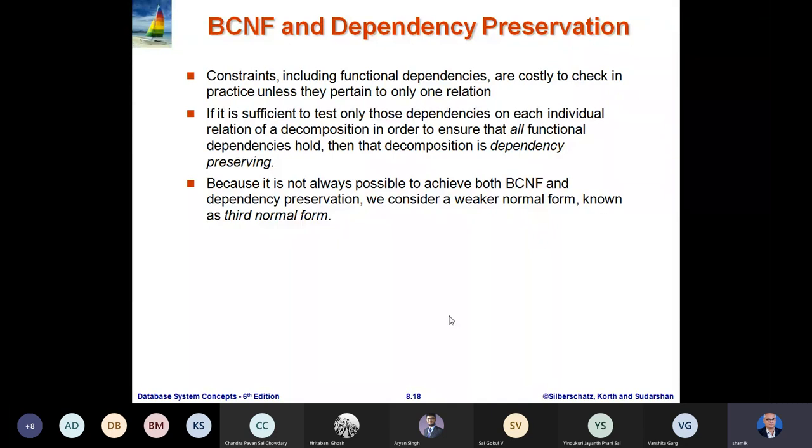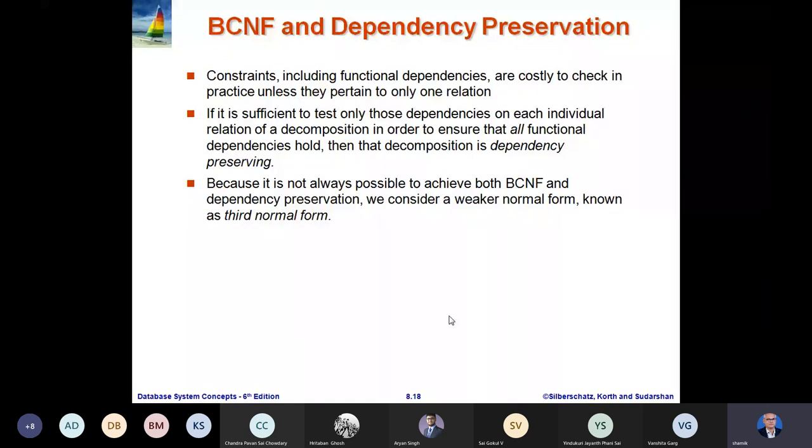So if it is sufficient to test only those dependencies on each individual relation of a decomposition in order to ensure that all FDs hold, then it is called dependency preserving. But it is not always possible to achieve both BCNF and dependency preservation. Because it is not always possible, there is a weaker normal form known as third normal form. What we are saying is that if we have a BCNF decomposition, we really have good database design, and the amount of redundancy is much reduced.